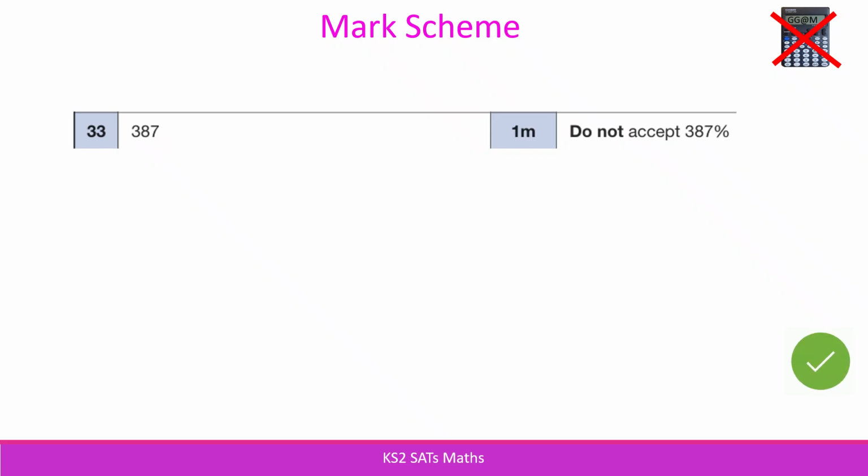The mark scheme on this question shows the answer is 387 for 1M, which means 1 method mark. If you're dealing with percentages, you are not allowed to write a percentage after your answer. You're working out a percentage of an amount. So if it's an amount of money, you would write a pound sign at the beginning, but you cannot write a percentage sign afterwards. It's just 387 because there's no units given in this question. So you will not get the mark if you put a percentage at the end.